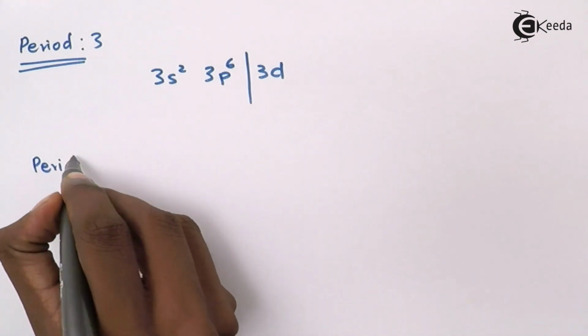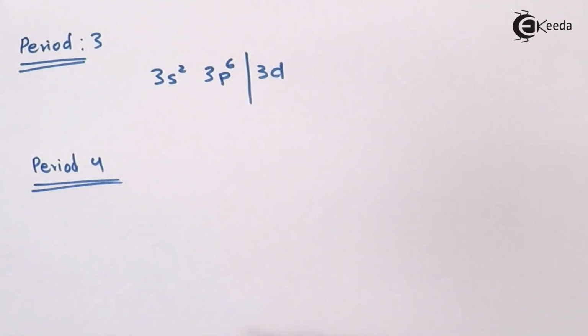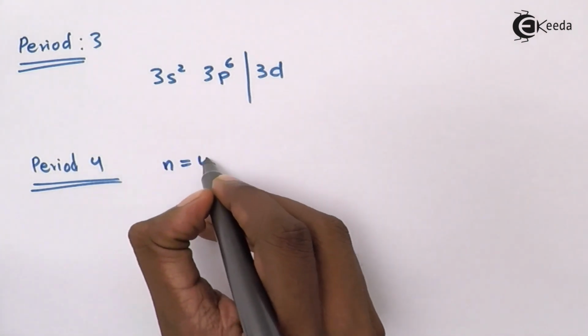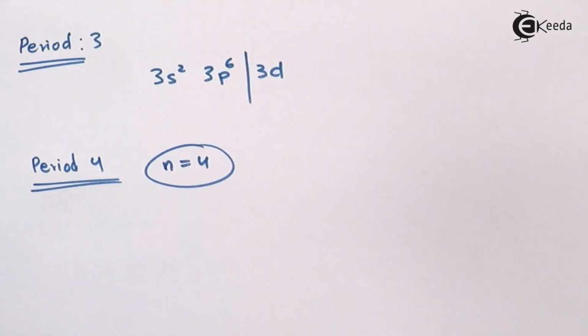So in period 4, we observe that the main shell n will be 4, but before filling electrons in the fourth shell, that is 4s, we fill the 3d orbital first, because of the Aufbau rule, in which we know that 3d has less energy than the 4s. So that's the reason that 3d will be filled first, and then 4s and then 4p.